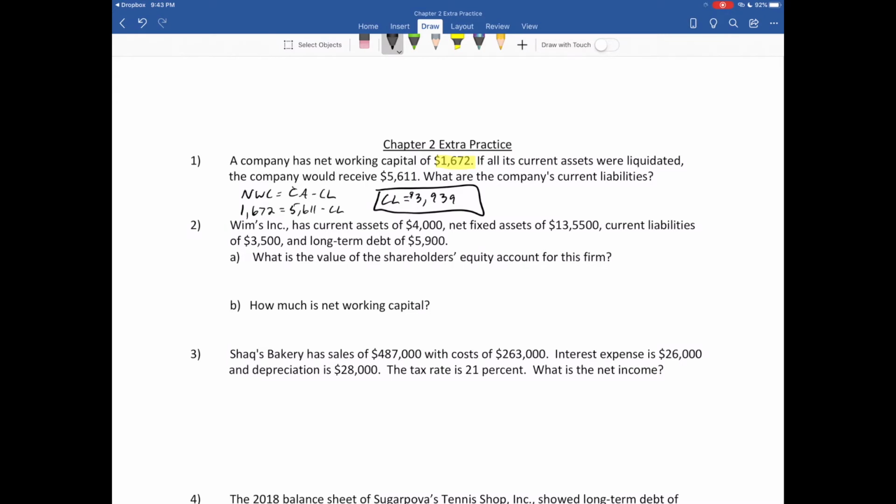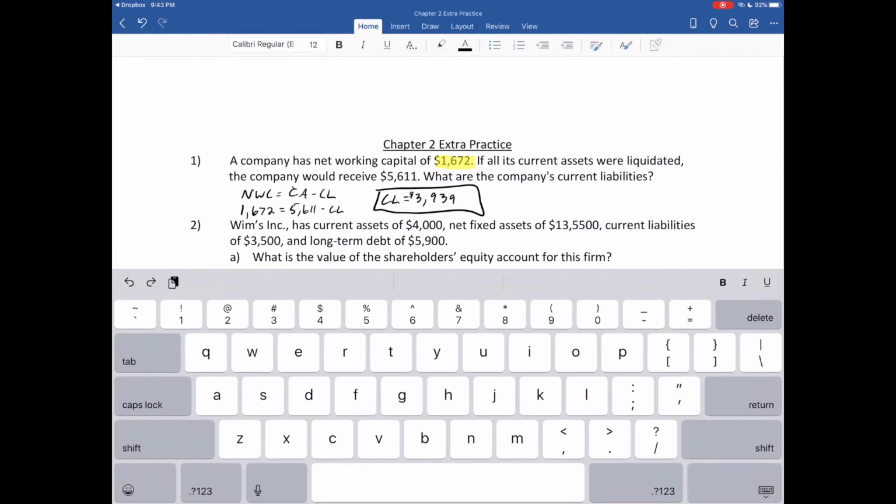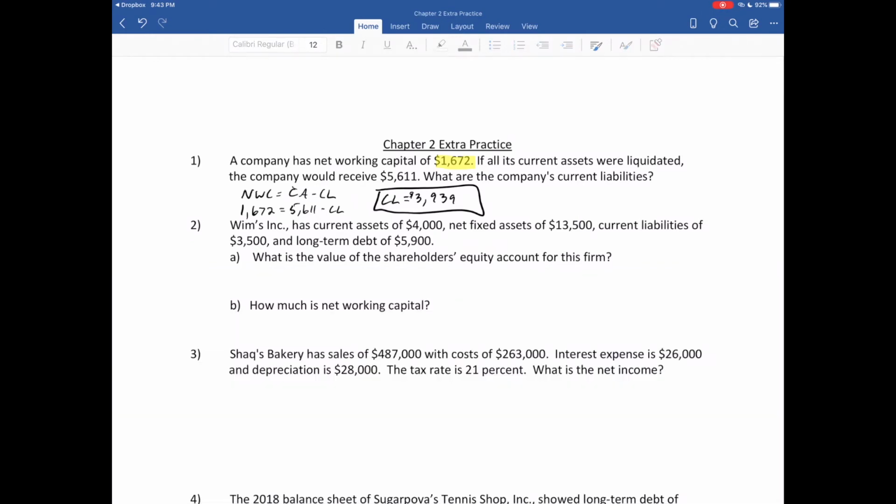Moving on to number 2. Wins Incorporated has current assets of $4,000, net fixed assets of $13,500, that should say. So let me just correct that. So $13,500, current liabilities of $3,500, and long-term debt of $5,900. What is the value of the shareholders' equity account for this firm?